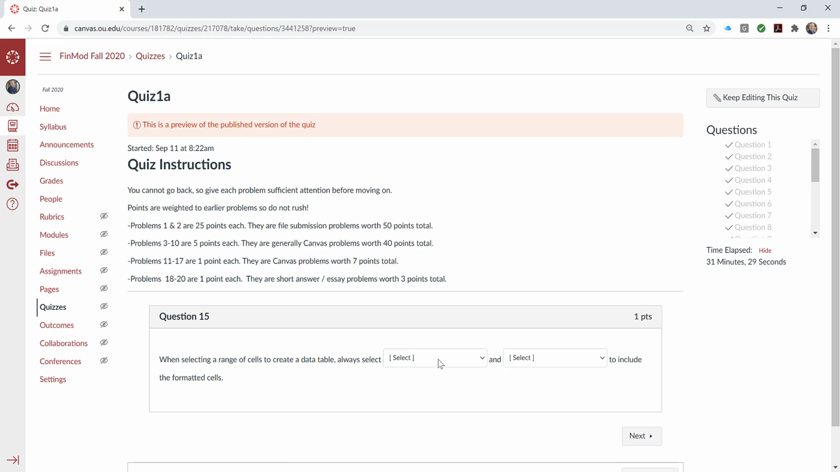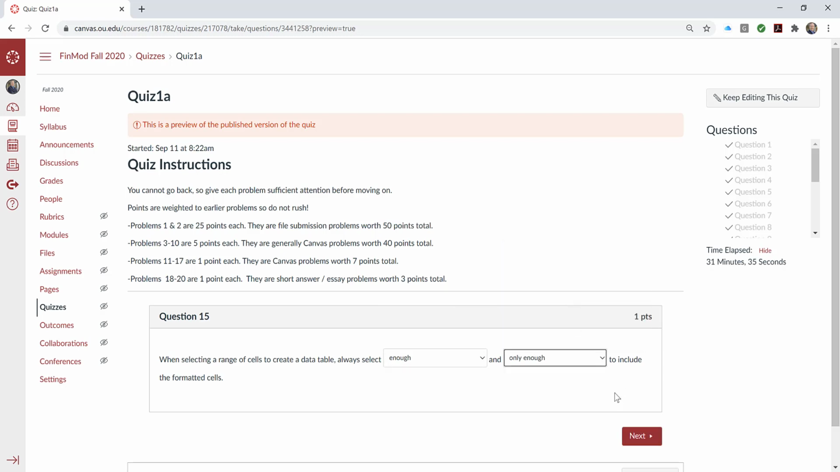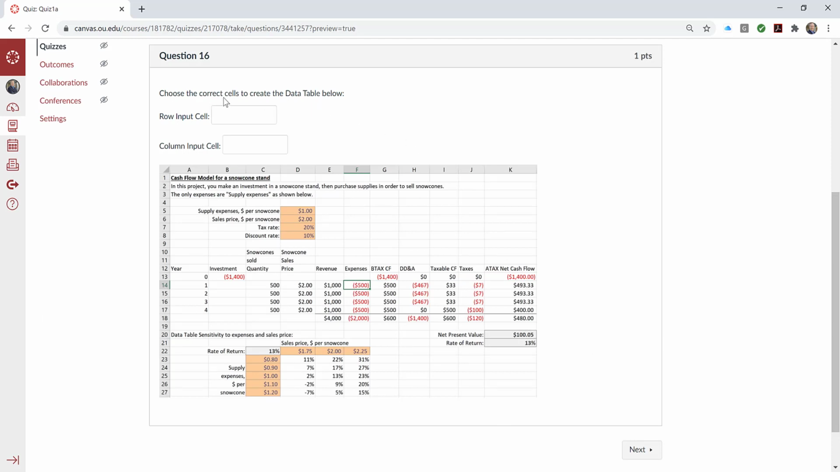And when selecting a range of cells, always select enough and only enough to include the formatted cells. So if I want to create the data table below, first I need to look at this and figure out where the data table is. And again, if I'm familiar with discounted cash flow models, all of this looks straight out of a video. And I've got a data table down here.